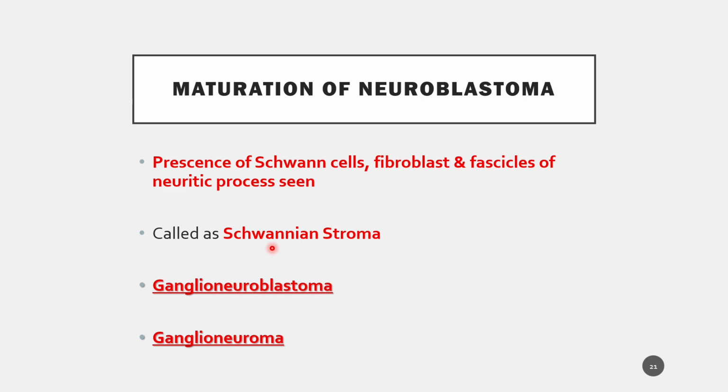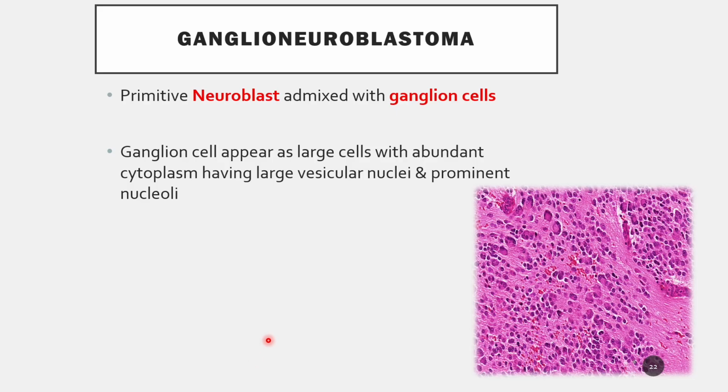There are two examples of matured neuroblastoma, ganglioneuroblastoma and ganglioneuroma. So first ganglioneuroblastoma. Along with primitive neuroblastic cell, which is round blue cell. See, these are the round blue cells, right? So along with malignant neuroblastic cell, we have an admixture of ganglion cell. This is the ganglion cell. See, these all are the ganglion cells.